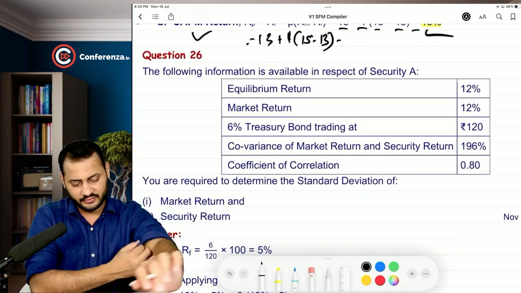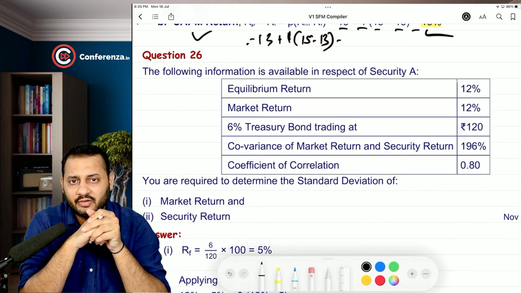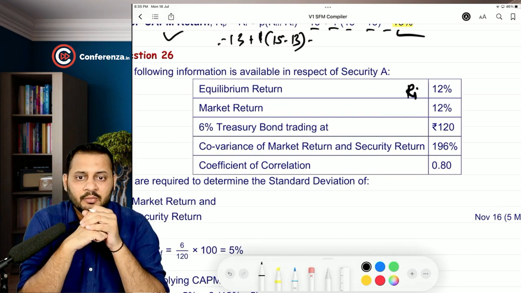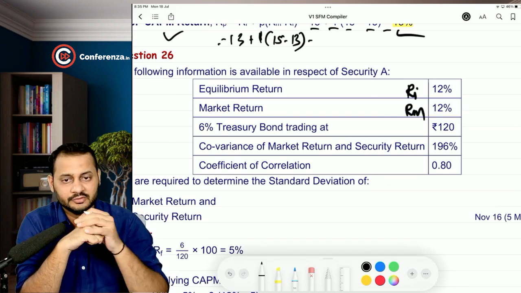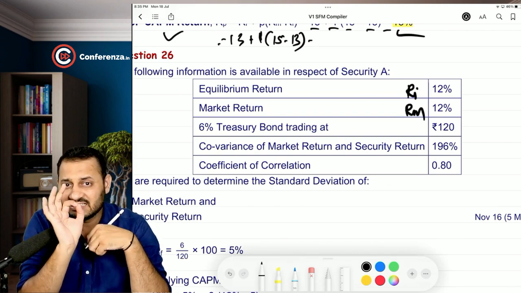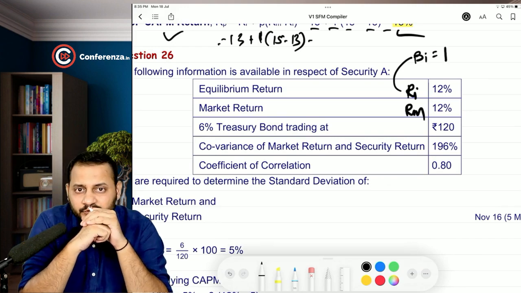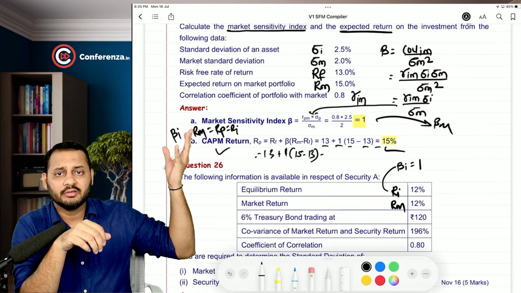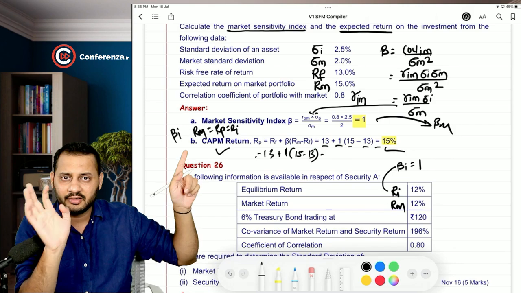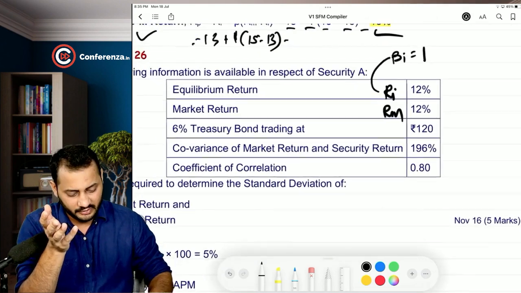Okay, let's come to question number 26. This is also a similar question. The following information is available in respect of security A. Equilibrium return, this is the return of the stock. Market return, this is the return of the market. Now you understand, the return of the stock and the market return are the same. That means the beta of the stock will be 1. That is what we learned in the previous question. When the beta is 1, the market return and the security return are the same, and when they are the same, the beta will be 1.